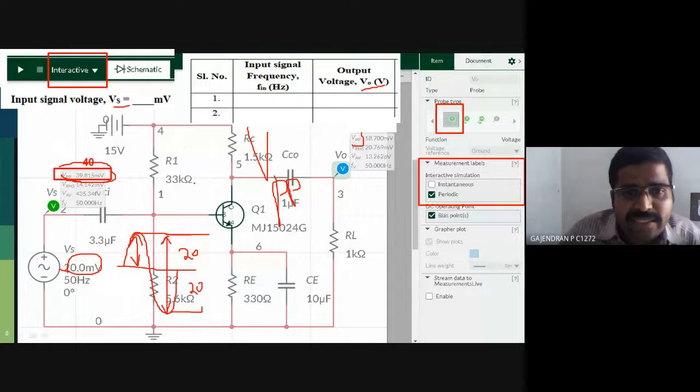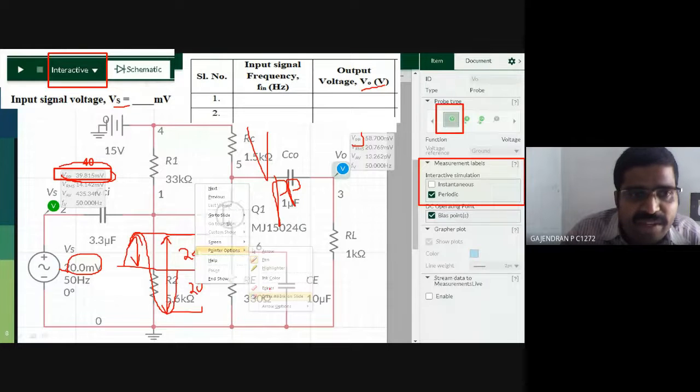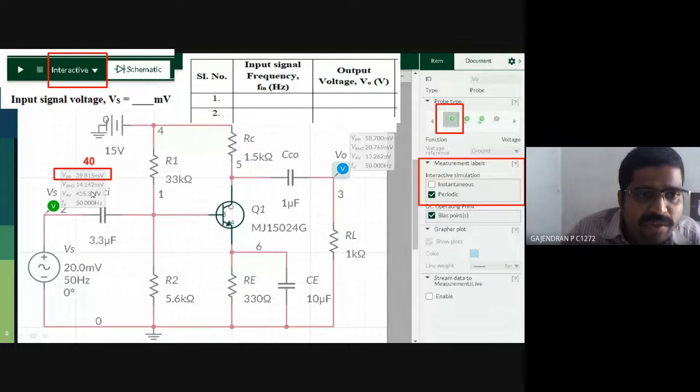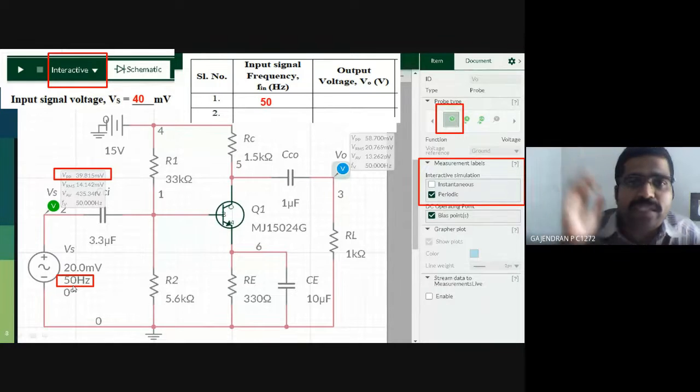Okay, yes. Let me show the animation slowly. First you will note down this value and write it there in the signal voltage. Then frequency. Here is the frequency. Initially we are going to keep it as 50 hertz. So the first reading is 50 hertz. Write it in the frequency row.